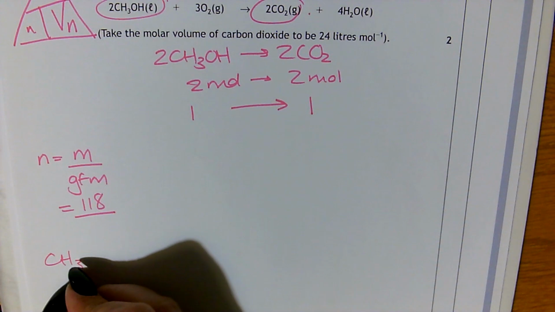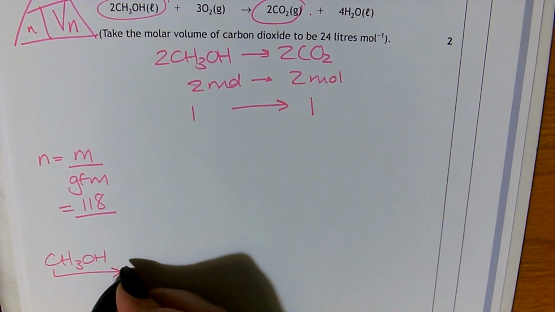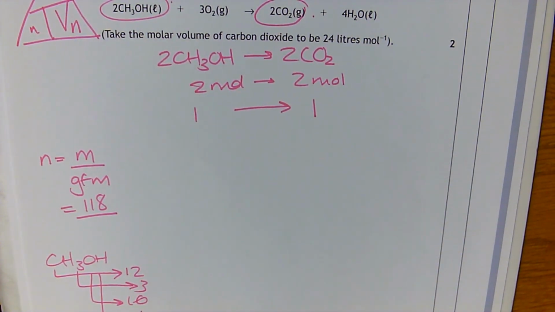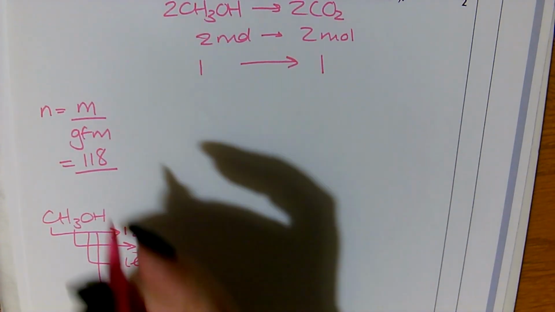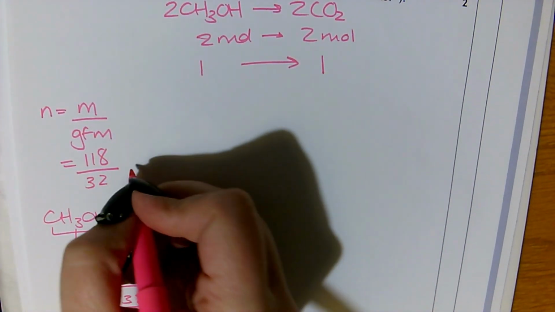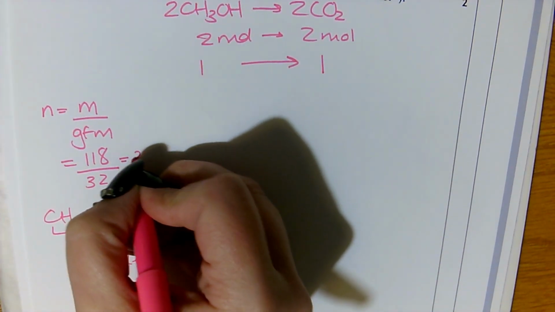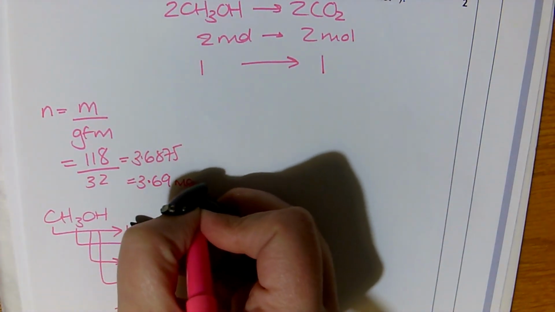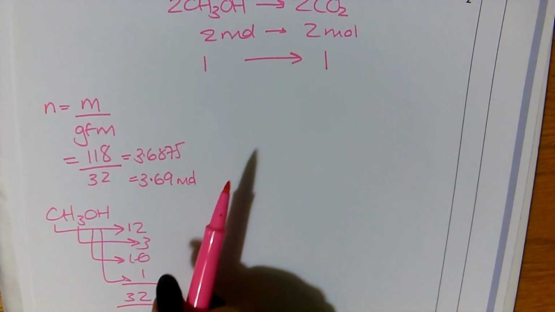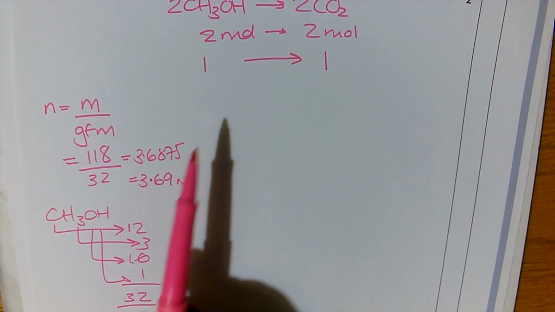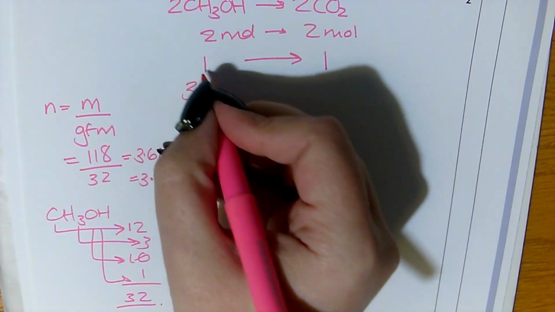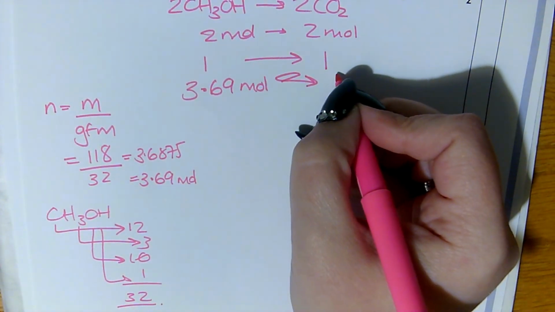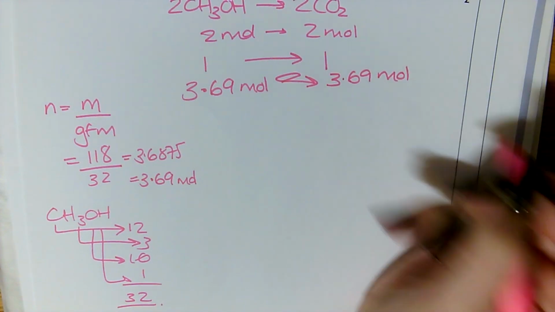So it's giving us 32. So we do 118 divided by 32 and we should get an answer of 3.6875. Round that to 3.69 moles. So then if we substitute our actual number of moles up here in our mole ratio, it's a 1-to-1 ratio. So if we've got 3.69 moles on this side, we're going to have the exact same number on this side, 3.69 moles of carbon dioxide produced.